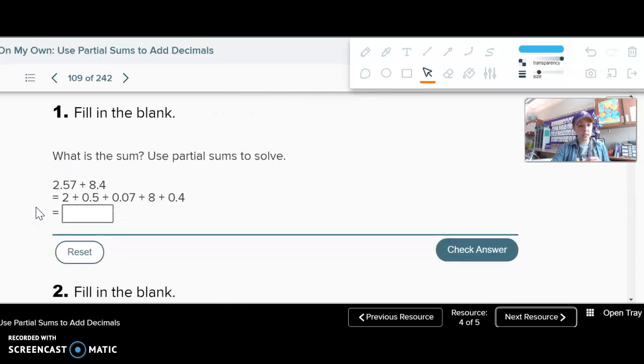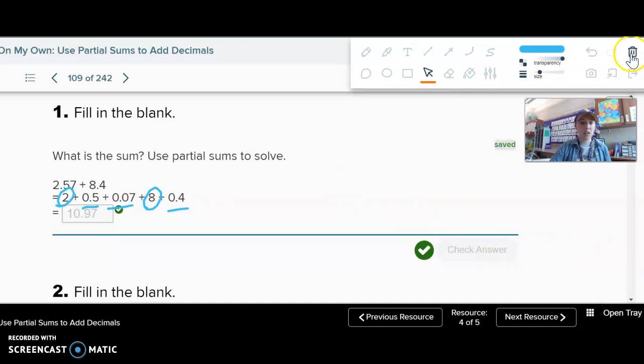All right, what is the sum? 22 and 57/100 plus 8 and 4/10. Go ahead and choose. All right, hopefully you saw that when we do the 2 plus 8, I get 10. 5/10 plus 4/10 is 9/10. And I just have 7/100 with nothing to go with it. So I'd have 10 and 97/100.